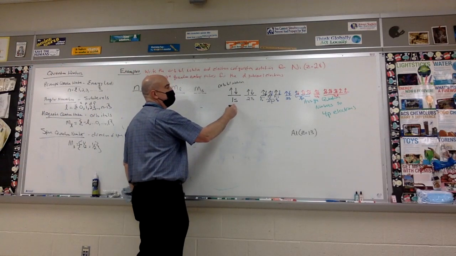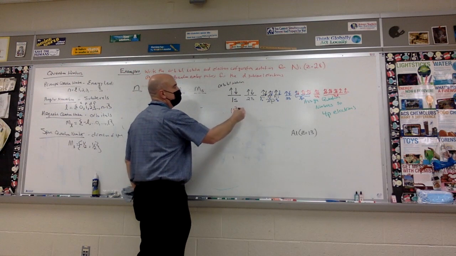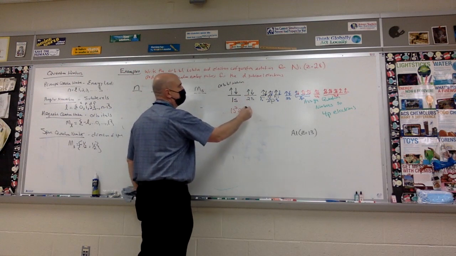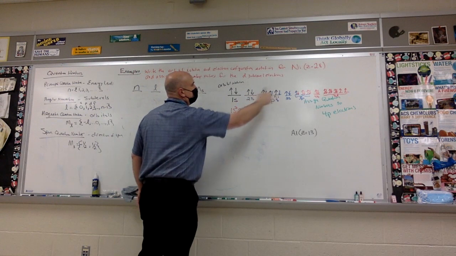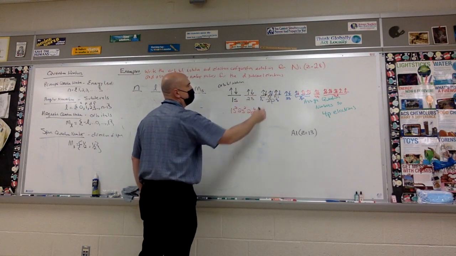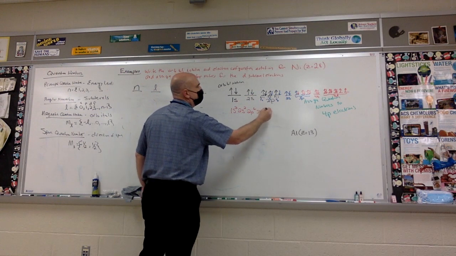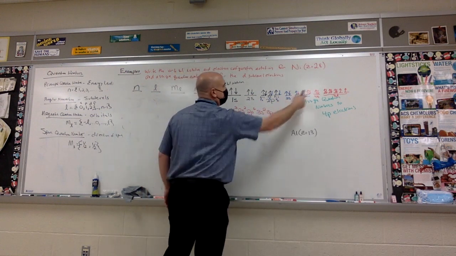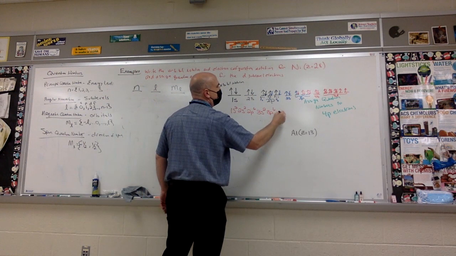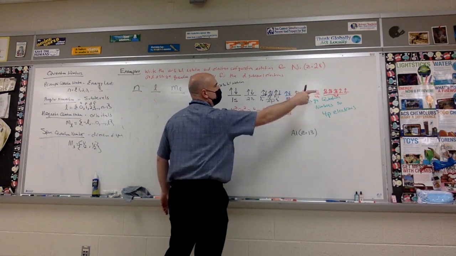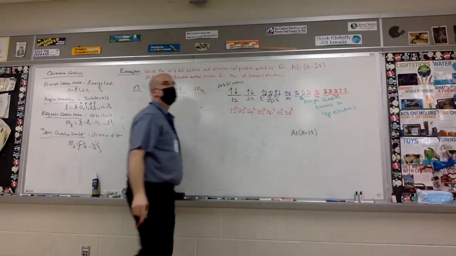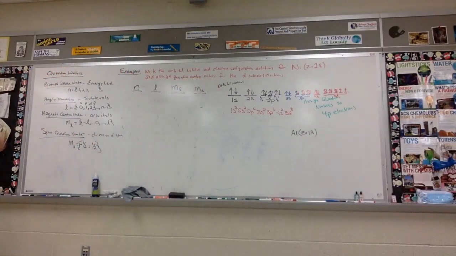So how many are in my 1s? 2. 2s, 2. 2p, 6. 3s, 2. 3p, 6. And 3d, I only have 8 electrons in there. It can hold up to 10, right? But I only have 8.